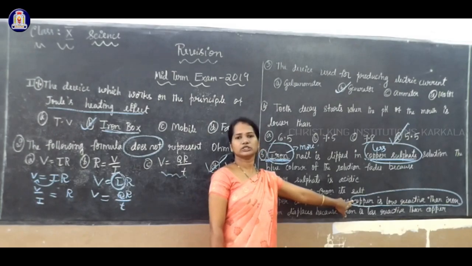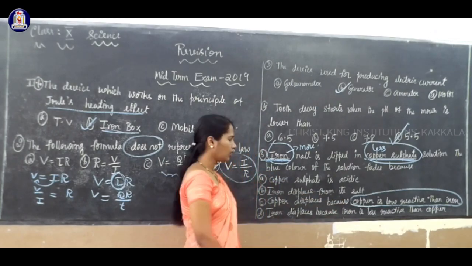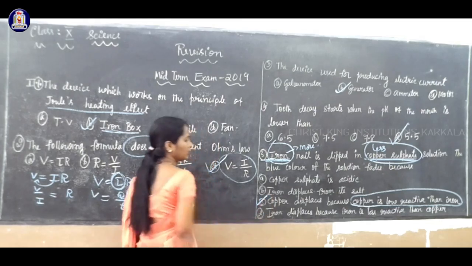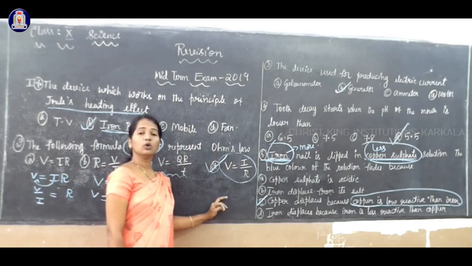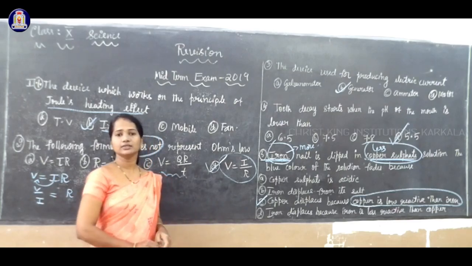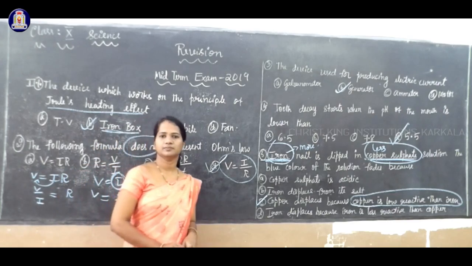Iron takes the position of copper. So the correct option is C. That is, copper displaces because copper is less reactive than iron. That is displacement reaction.